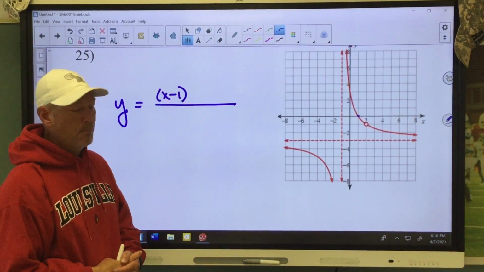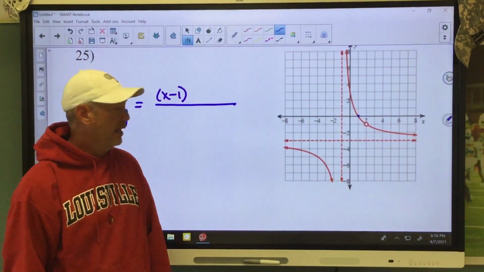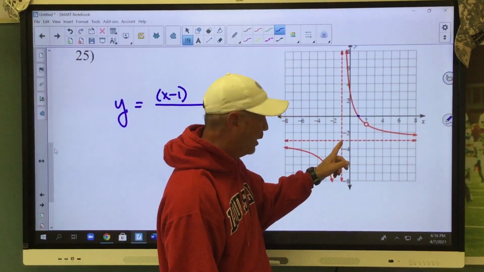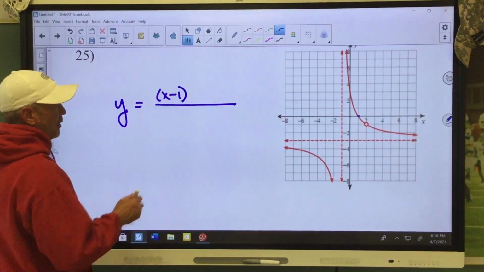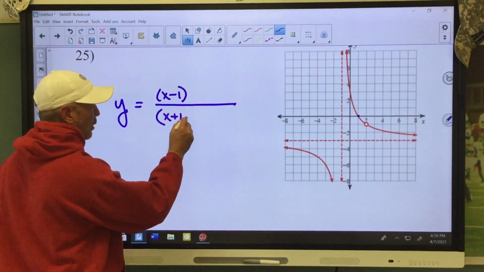Okay? Also in this case, we're going to find our vertical asymptote. My vertical asymptote is right here at negative 1. The vertical asymptote goes in the denominator. So we're going to take the opposite, and that's going to be x plus 1.